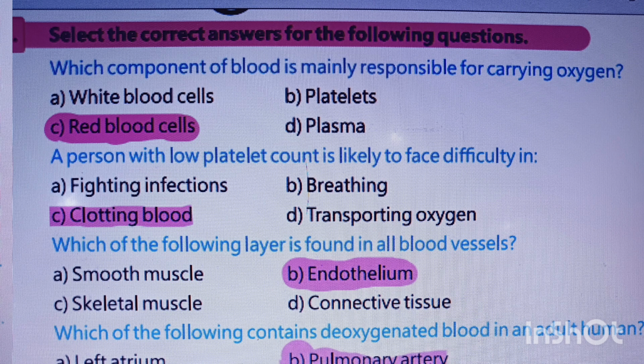The third one is, which of the following layers is found in blood vessels? When we discuss the topic of blood vessels in detail, elastic tissue. So, which layer is found in all blood vessels? The correct answer for this is answer number B, endothelium.